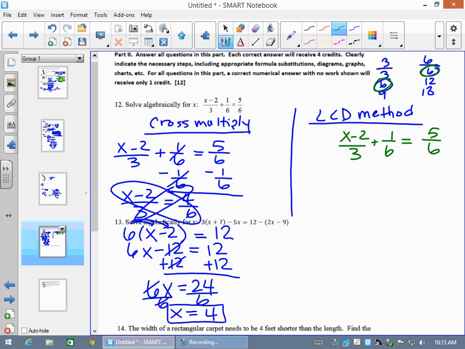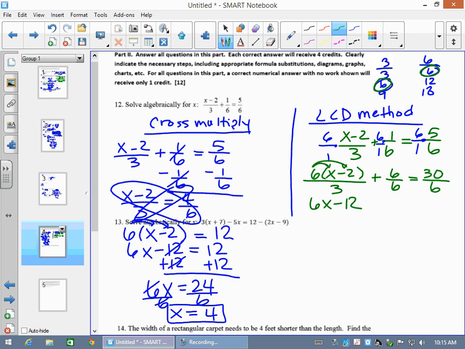Alright, so now I'm going to multiply everything by 6 over 1. So if I multiply this by 6 over 1, multiply my second term by 6 over 1, multiply my last term by 6 over 1, I end up with an equation that looks like this. Multiplying my numerators. And now I'm going to simplify. So if I distribute here, I get 6x minus 12 divided by 3 plus 6 divided by itself is 1, and that's equal to 30 divided by 6, which is 5.